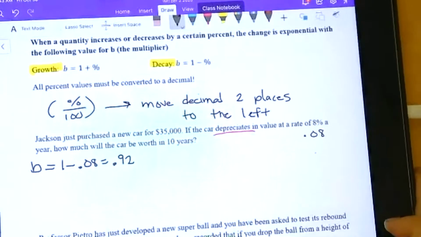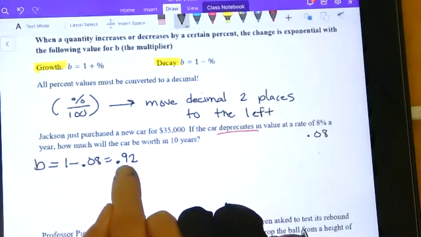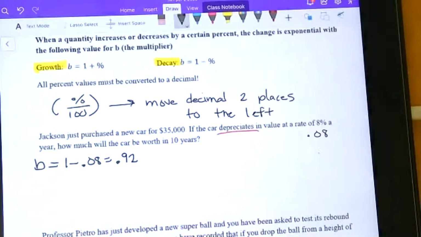So he is losing 8% of the value of his car, but he's keeping 92%. That's really what that multiplier is representing. He loses 8%, but he's keeping 92%. So every year, his car is going to be worth 92% of what it was worth the previous year. And that is the same thing as saying you're losing or decreasing by 8%.